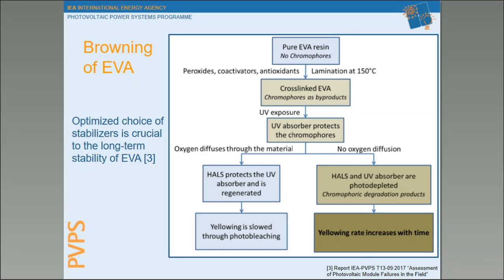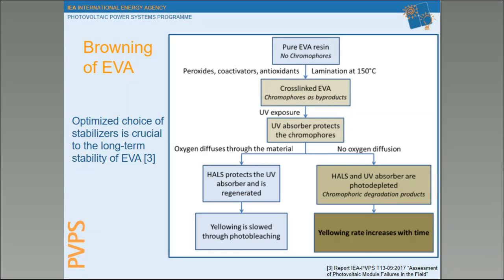But what is important now, when we don't have this oxygen presence, sooner or later the light stabilizer and also the UV absorber, they are photodepleted, and so more and more of these chromophoric degradation products can be built, and then we have an increasing yellowing rate with time.